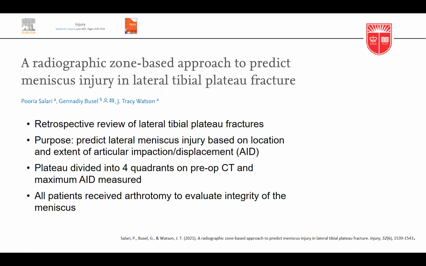This next study, published in Injury this past June, evaluated whether the extent of articular impaction and displacement, as well as the fracture location, were related to meniscus injuries. Plateau injuries were divided into 4 quadrants on pre-op CT, and maximum AID was measured. All patients then received arthrotomy to more accurately evaluate the integrity of the meniscus.